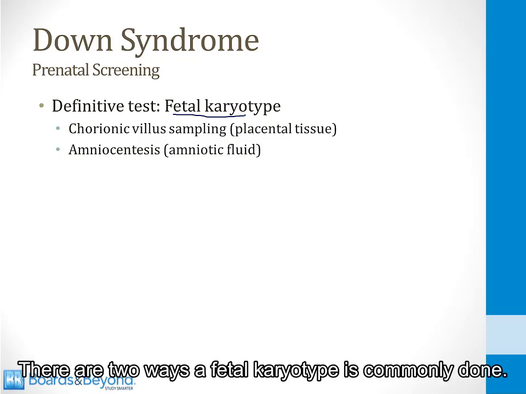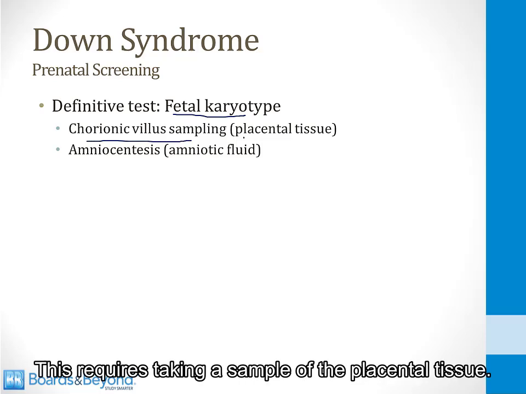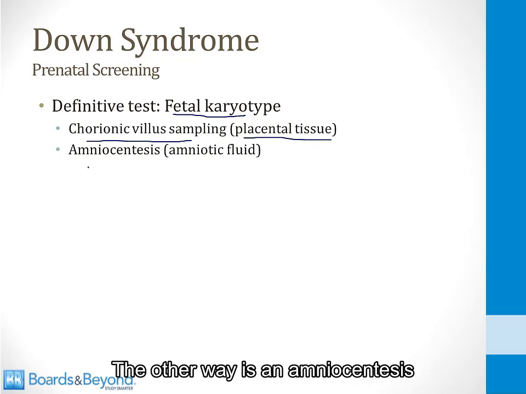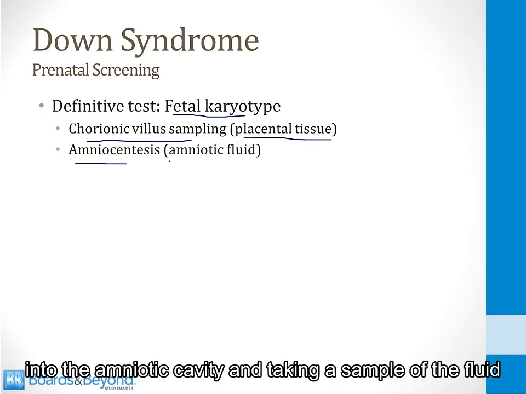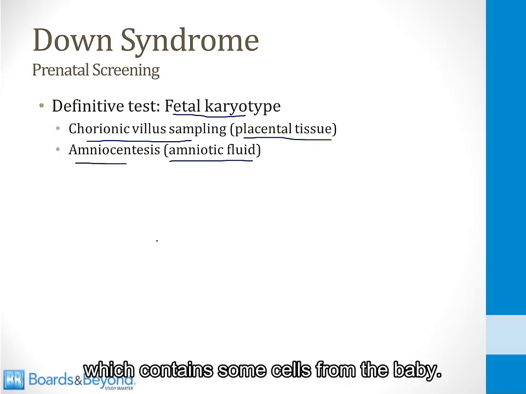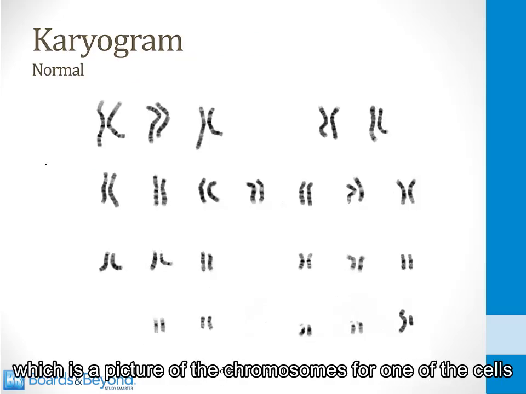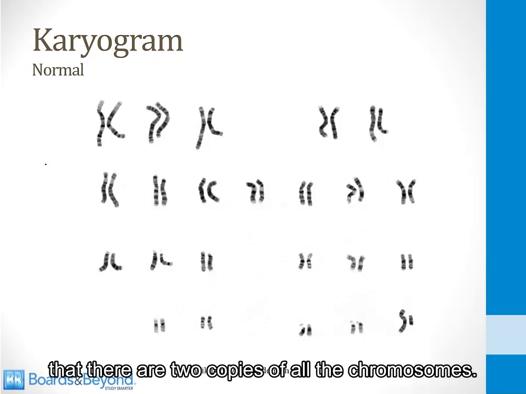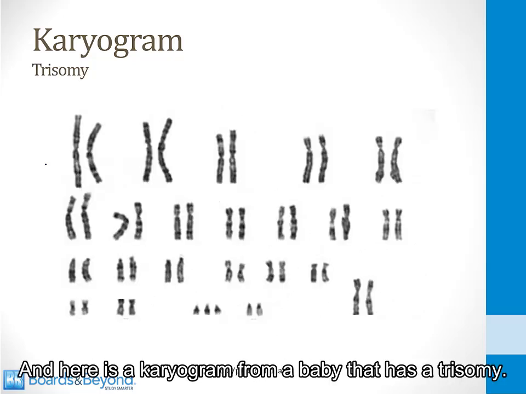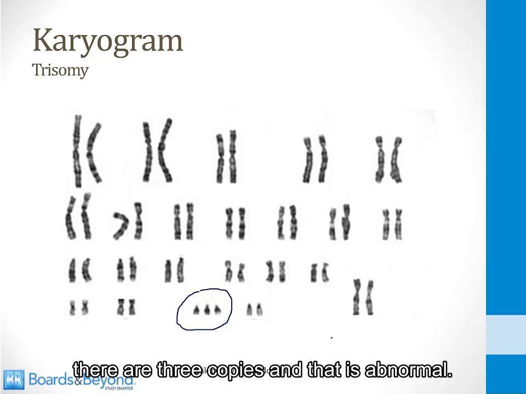There are two ways a fetal karyotype is commonly done. One is called chorionic villus sampling. This requires taking a sample of the placental tissue. The other way is an amniocentesis, which involves inserting a needle into the amniotic cavity and taking a sample of the fluid, which contains some cells from the baby. So when you do a karyotype, you create a karyogram, which is a picture of the chromosomes from one of the cells. And this is a normal karyogram. You can see that there are 2 copies of all the chromosomes. And here is a karyogram from a baby that has a trisomy. You can see that for one of the chromosomes here, there are 3 copies, and that is abnormal.